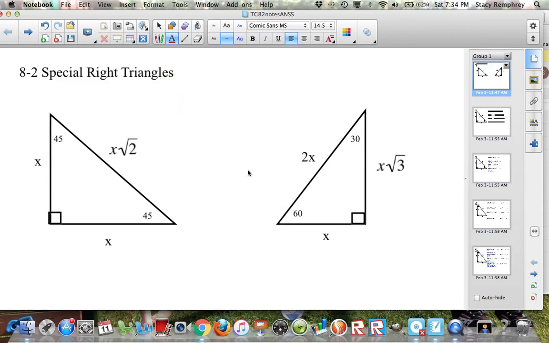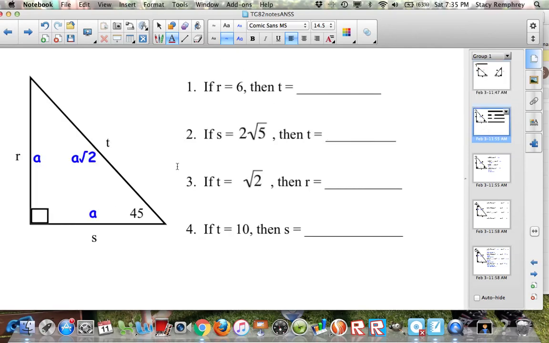Your sub should have the answer key to that, and hopefully we'll go over that with you. You can ask her if you need to. So using these ratios, we can find missing sides. So what I did here is I labeled the sides kind of with those ratios to help you out. So in the first one, it says if r equals 6.